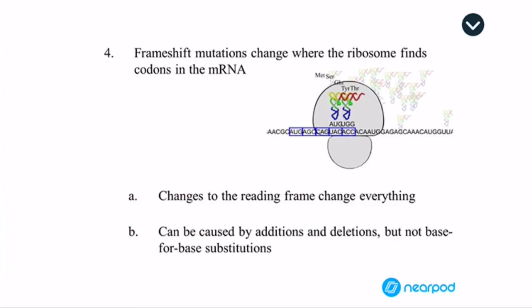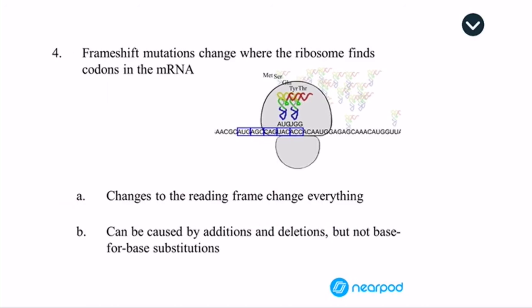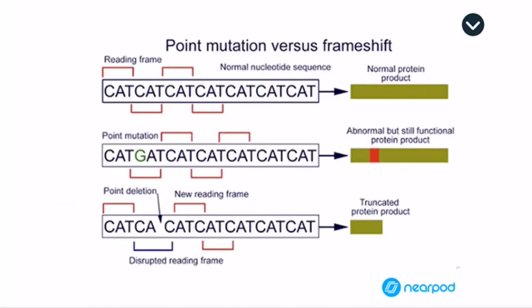Frameshift mutations are almost always nonsense mutations. They cause where the words are located to change. And so here are a couple more examples. You can take a look at the slides if you want to see these in any more detail.